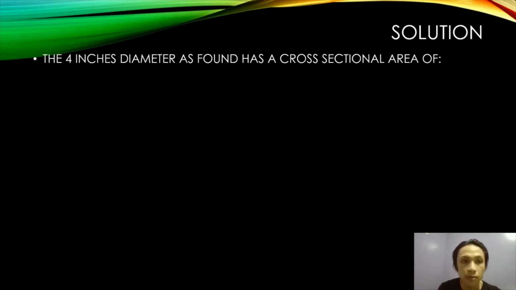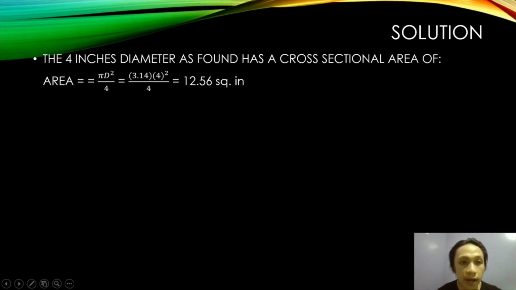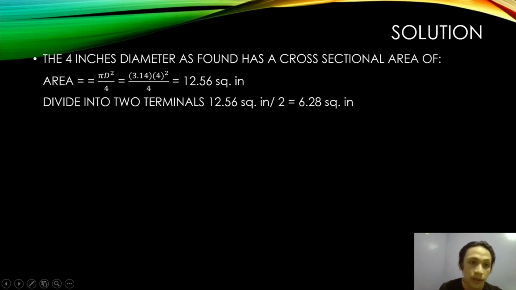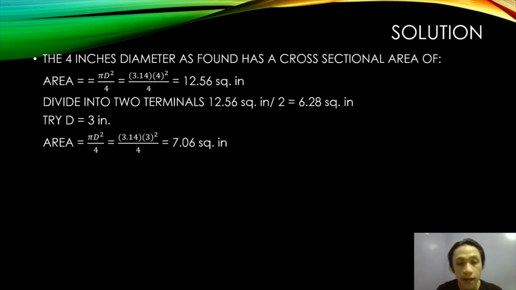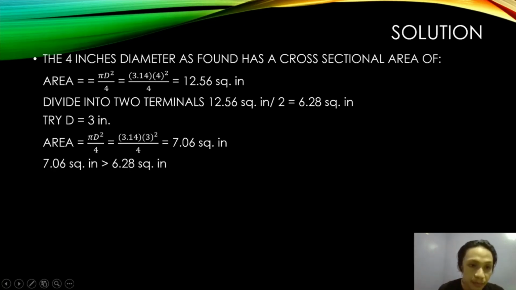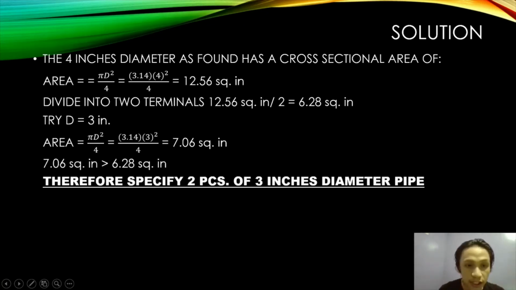So how to solve? The 4 inch diameter as found has a cross-sectional area of, so again we have to find the cross-sectional area. We get 12.56 square inch. I mean, divide it into two terminals. 12.56 divided by 2, we get 6.28. And let's try D equals 3 inches. Then we solve for its area, which is greater than 6.28. So using 3 inches, therefore specify 2 pieces of 3 inch diameter pipe.